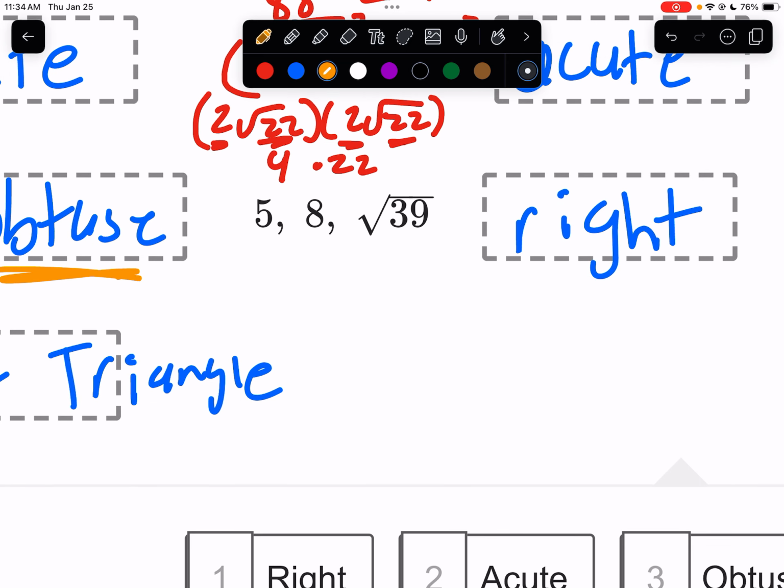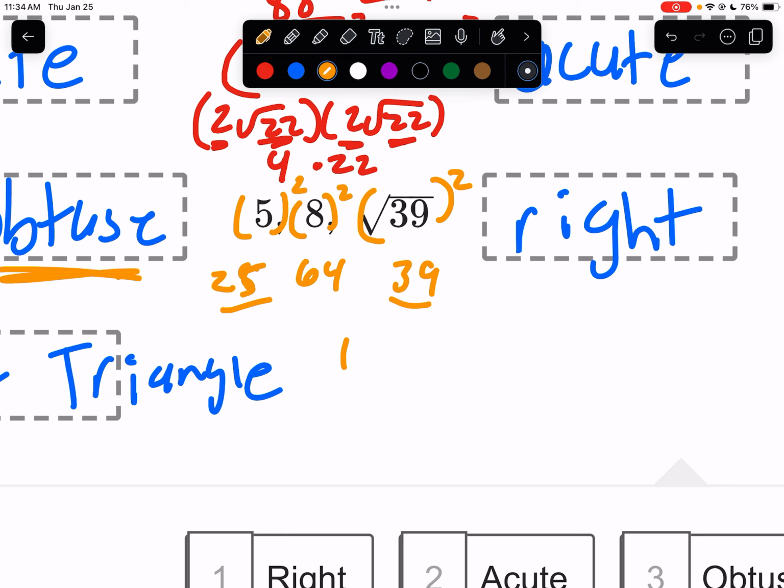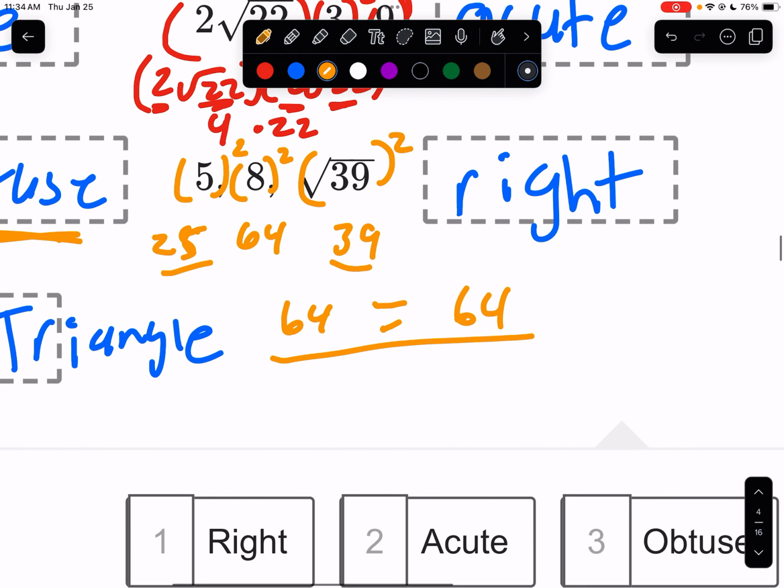Over here, we're going to square the numbers out. That's going to be 25, 64, and 39. Add the two smallest ones. That's 50 plus 14. That's going to be 64 versus 60. Oh, that's exactly equal. That is actually a right triangle, my friends. So that one's a right triangle.